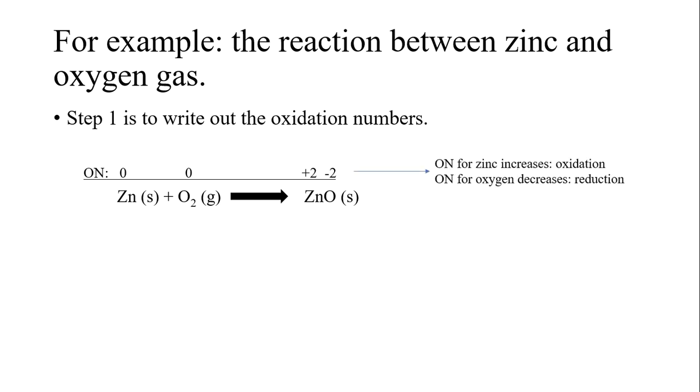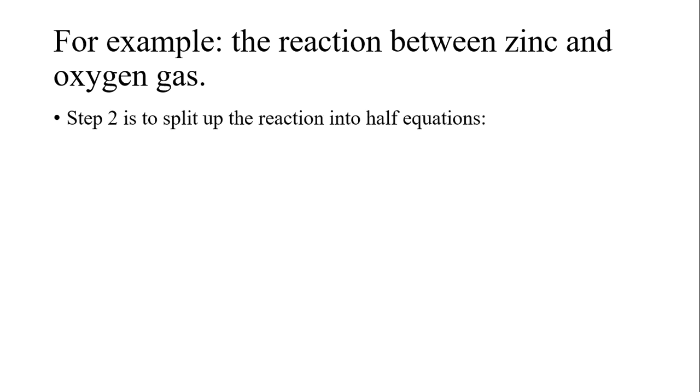Note that zinc goes from an oxidation number of 0 in its elemental form to an oxidation number of +2 in its ionic form. An increase in oxidation number corresponds to an oxidation, so we know that zinc will oxidize. Oxygen starts with the oxidation number of 0 and ends up with -2, that's a decrease. Therefore, that corresponds to a reduction.